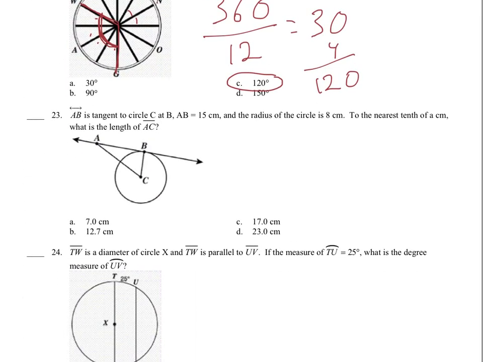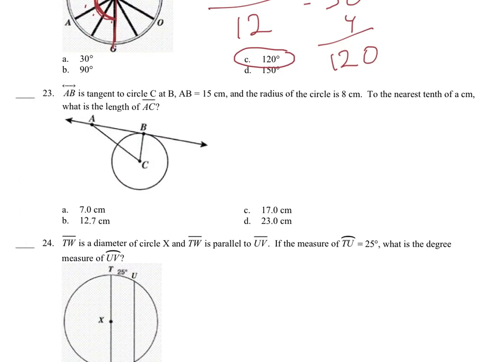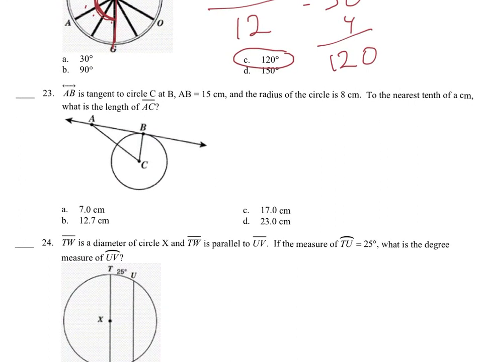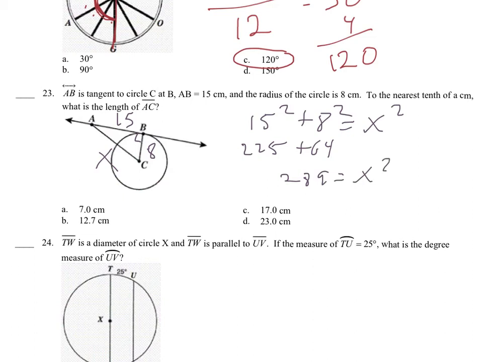Okay, 23. AB is tangent. AB is 15, and the radius of the circle is 8. That means CB is 8. If it's tangent, it's a right angle. Find AC. Well, that's the hypotenuse of this right triangle, so we'll use the Pythagorean theorem. 15 squared plus 8 squared equals x squared. 225 plus 64. When we add that up, we get 289 equals x squared. When we square root both sides, we find that x equals 17. C.